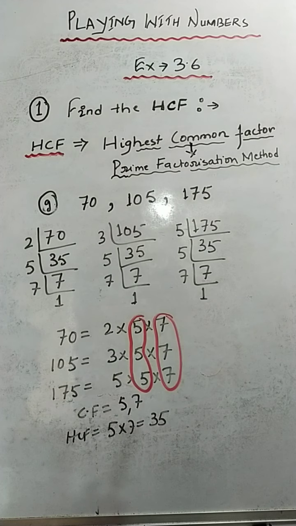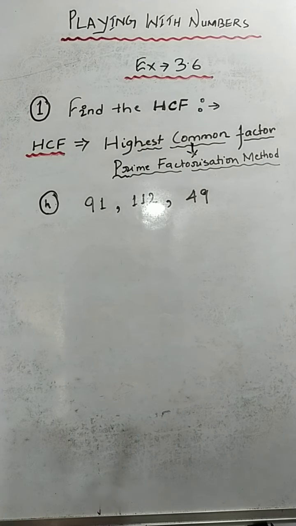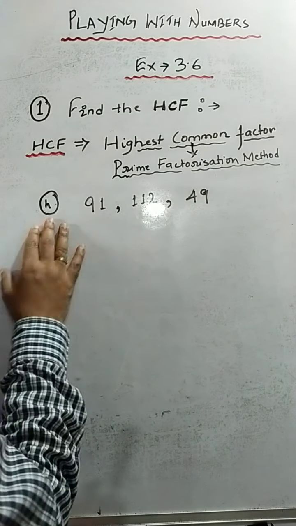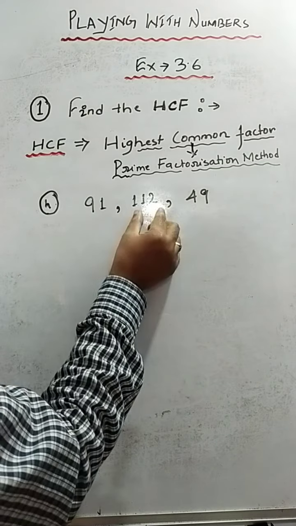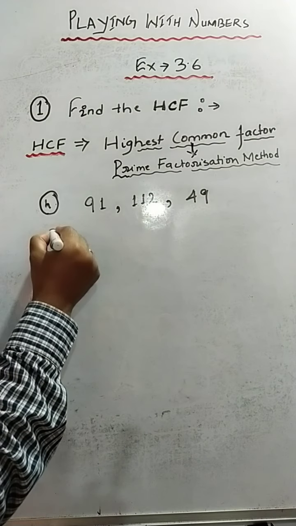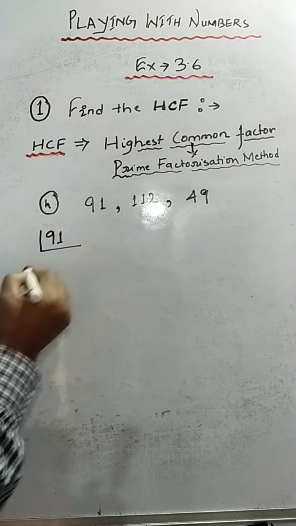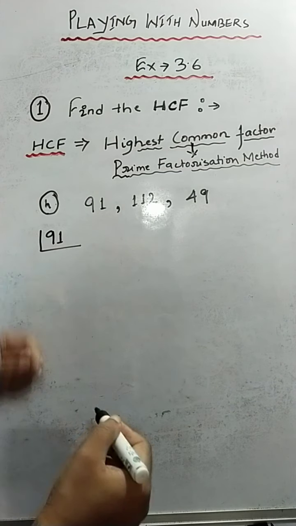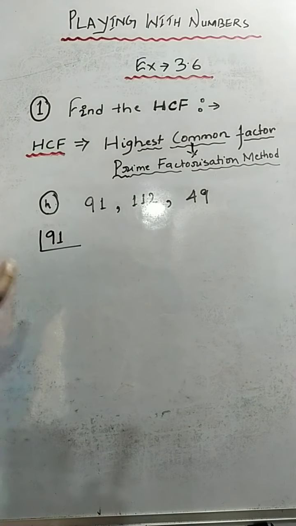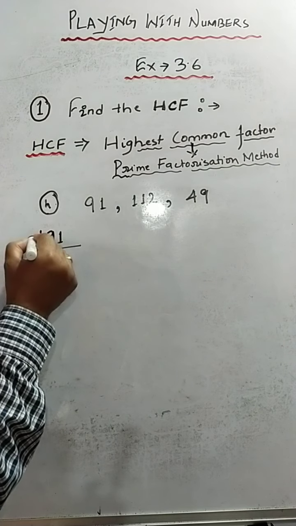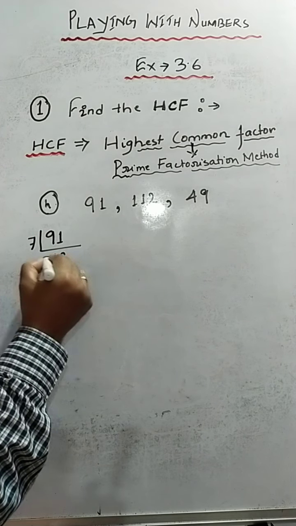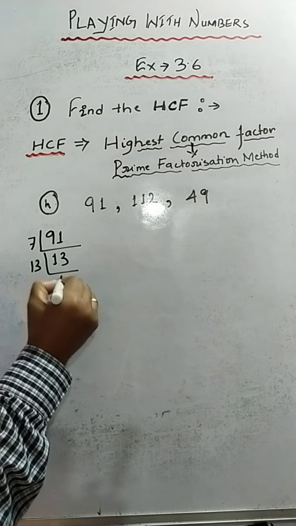Fine, so let's move on to sum number H, students. In sum number H, we have again 3 numbers, 91, 112 and 49. So let's get the prime factorization of 91. Yes, most of the students think that 91 is a prime number, but it is not a prime number. Why? Because it is divisible by 7. 7 13s are 91, 13 1s are 13.